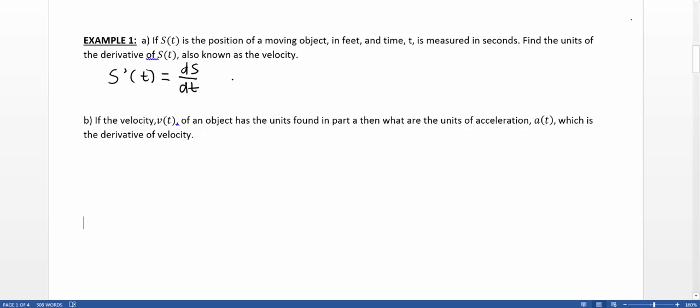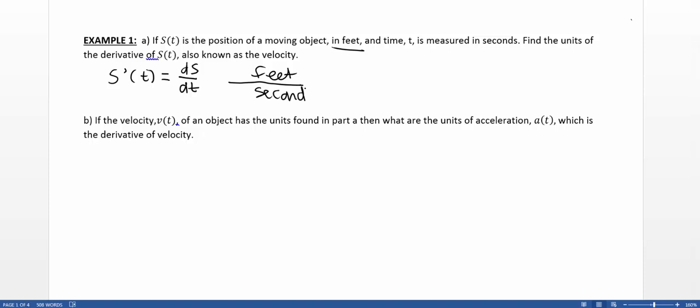So since here S is my dependent variable and t is my independent variable, this particular derivative would be ds dt. So the units here are going to be the units of S, which we said were in feet, over the units of t, which is time, which was measured in seconds. So here, the derivative is going to have the units of feet per second.